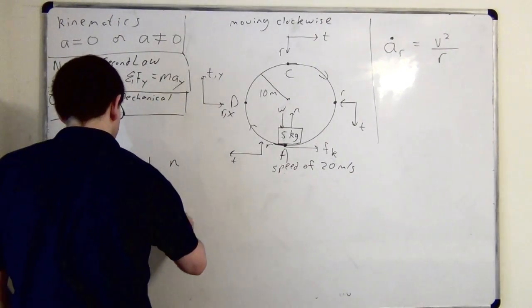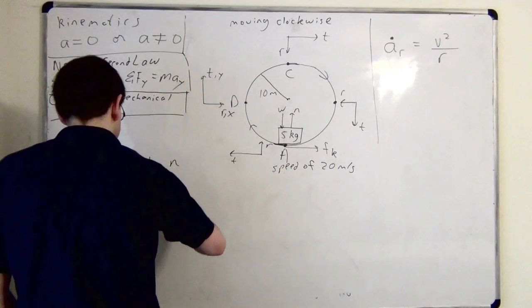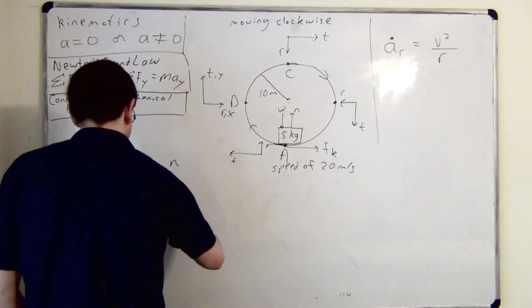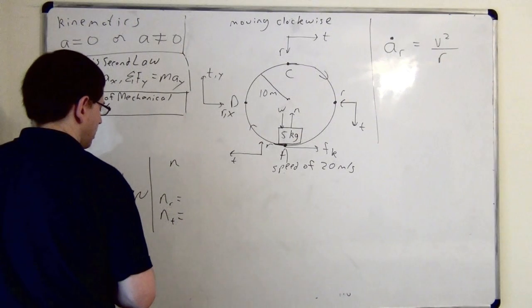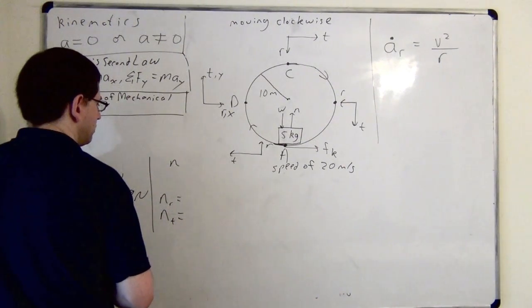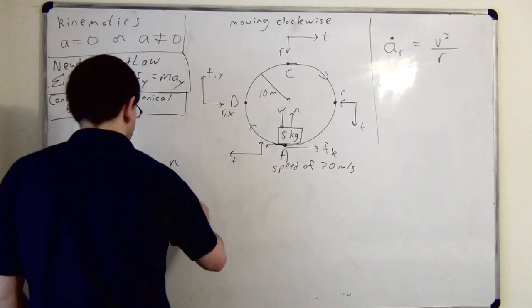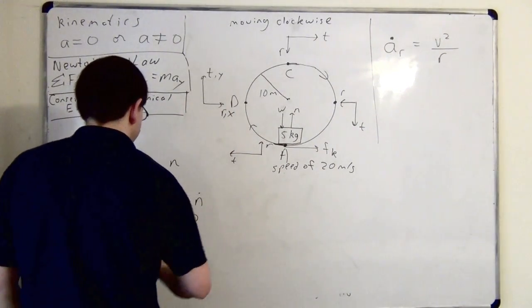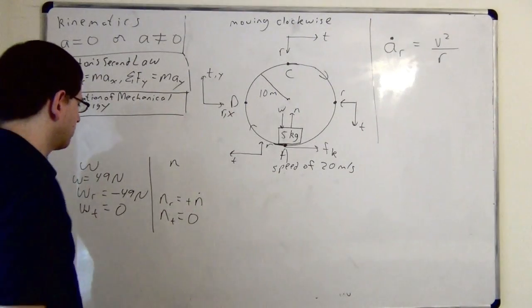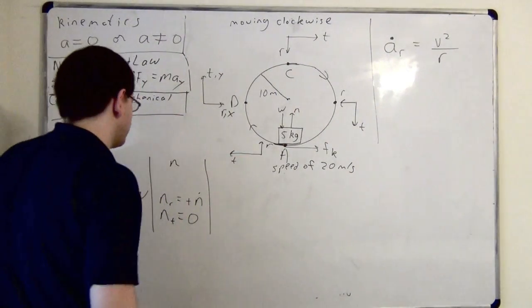Magnitude of normal force. What can we say about N radial and N tangential? N of x is equal to, oh, sorry, we're negative x. Negative r is equal to positive magnitude of n. And n of y equals 0, or N tangential is 0. Good. You could use X and Y if you wanted, if they were labeled as the radial and tangential here.